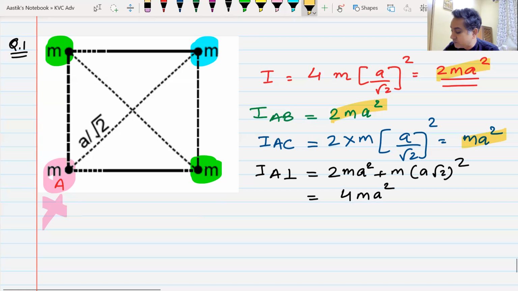The only purpose of doing this is to make you understand that depending on the axis, the moment of inertia changes. We will not do more problems on this. You can do it from the exercise that I have sent you already. We will move on to the moment of inertia of some geometrical bodies, and I hope you know the moment of inertia of some of those bodies. Yes or no?